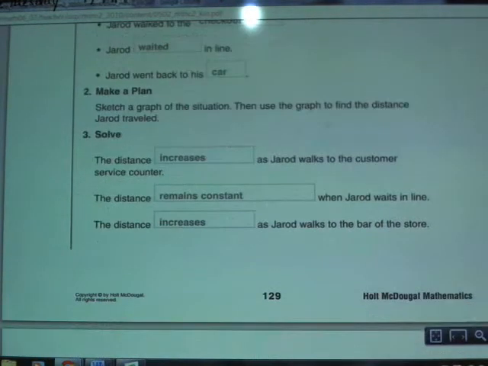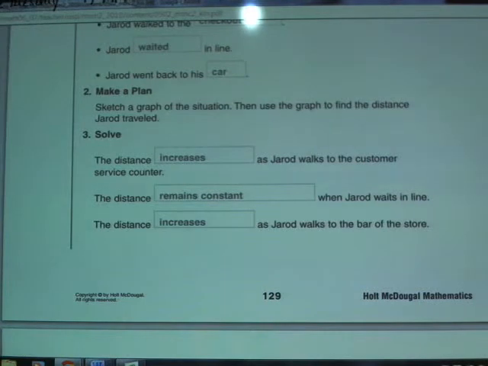Now, as far as the elements of that graph here, we're going to see the distance increasing as Jared walks to the customer service counter. Remember, the starting location is his car. So as he gets further away from his car, we're going to see distance increasing. Anytime he goes further away from it, the distance is going to increase. When Jared waits in line, though, that distance isn't going to change. Whether he waits there for 2 seconds or 5 minutes isn't really all that relevant. It's just we know that that distance is not changing because he's not moving.